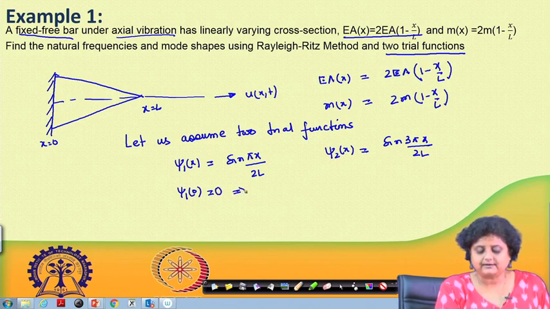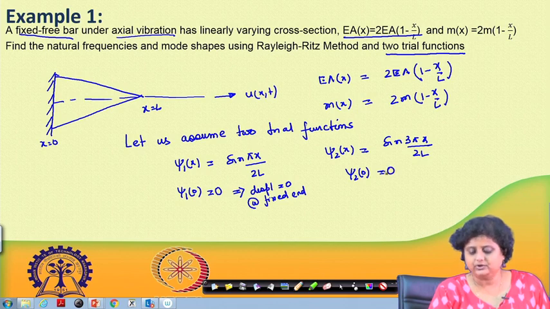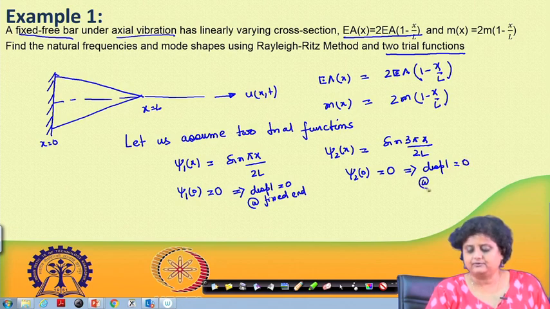So, this is satisfying displacement equal to 0 at the fixed end, right, and this psi 2 0 is also equal to 0, which is also satisfying displacement equal to 0 at the fixed end.